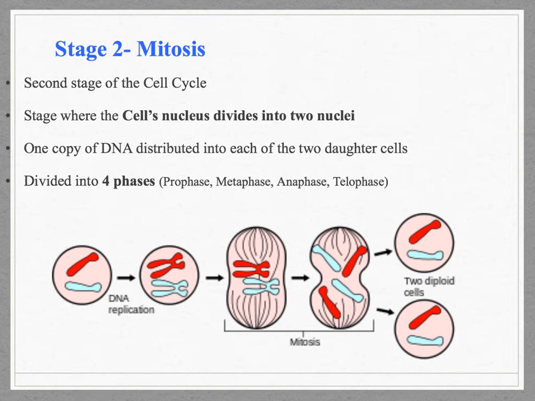During the second stage of the cell cycle, mitosis, the cell's nucleus divides into two nuclei. One copy of the DNA is distributed to each of the two daughter cells. Mitosis is divided into four parts, called phases. In the final phase of mitosis, the genetic material moves to opposite ends of the cell. Two new nuclei form, one at each end of the cell.